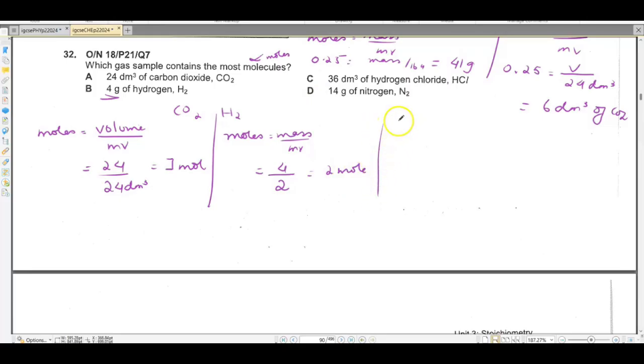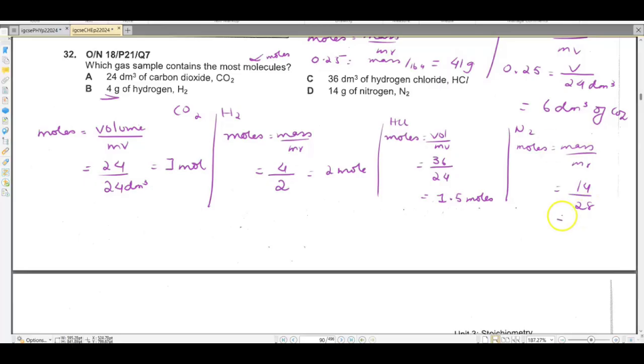Okay. Moving on to HCl. There are 36 decimeter cubes of HCl. So we are going to find the moles with the formula moles is volume by molar volume. So volume is 36 and molar volume has to be 24. So 36 divided by 24 is 1.5 moles. And for nitrogen, moles is equal to mass over Mr. So mass is 14 and Mr for N2 is going to be 28. So this is going to give us an answer of 0.5.